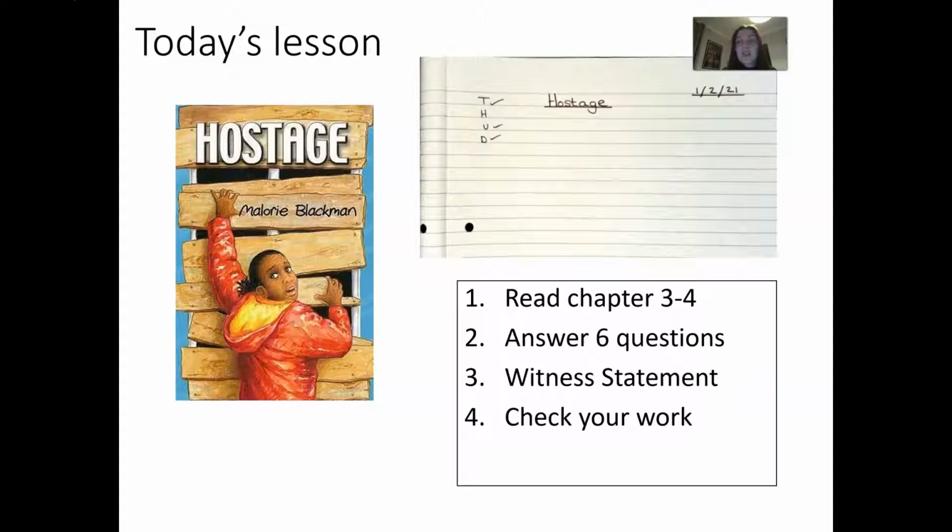So we're going to read on. In fact, we're going to read the rest of chapter 3 and all of chapter 4 today. You're going to answer 6 questions about the story in full sentences. And if you have time, you can do what we call a witness statement. I'll tell you more about that in a moment. As always, at the end of the lesson, we will check and mark our work, and then you can send me a copy of what you've done.